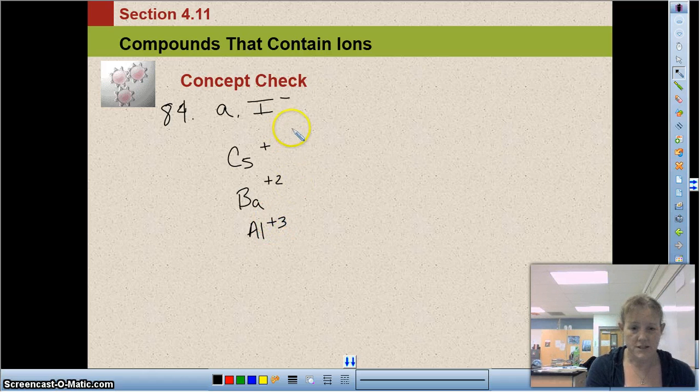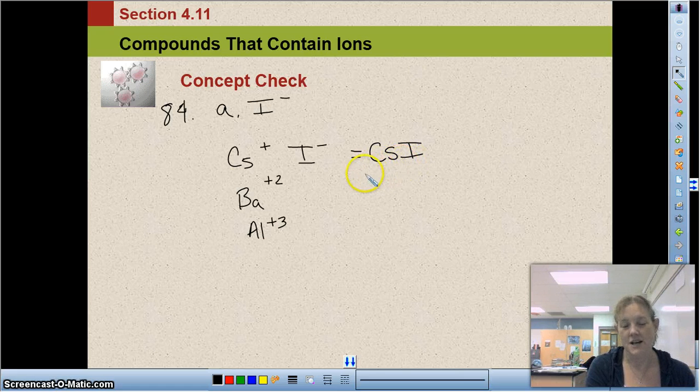Now A is relatively simple because we're dealing with 1. This is a -1. So if we put iodine with cesium, +1 and -1, overall charge is 0, so you're going to have this one as CsI. One of my favorite shows ever, but anyway, so CsI.